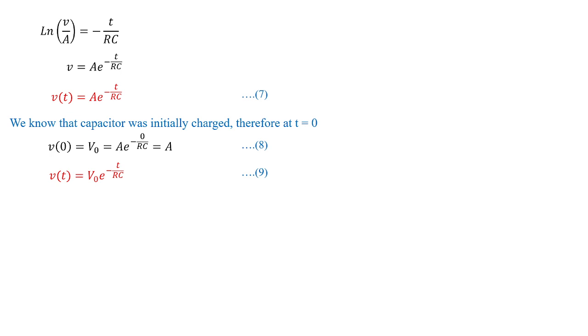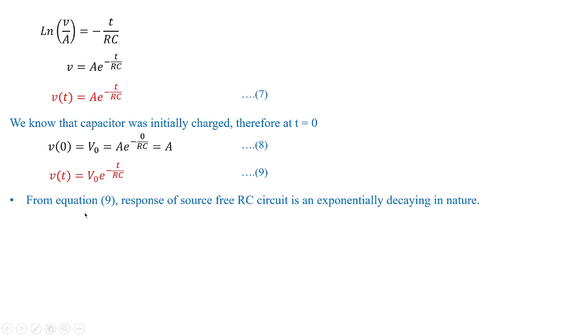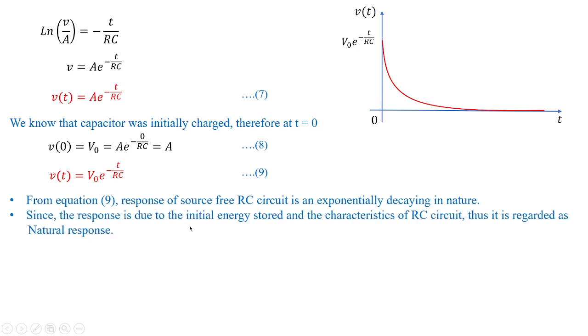Just substitute different values of R and C, and you get different values of the time constant. With different time constants, you can easily plot the graph. From equation 9, the response of the source-free RC network is exponentially decaying in nature. When you plot V of t versus t, and vary the values of R and C, the response due to the initial energy stored and the characteristics of the RC circuit is regarded as a natural response. As t increases, the voltage decreases towards 0.